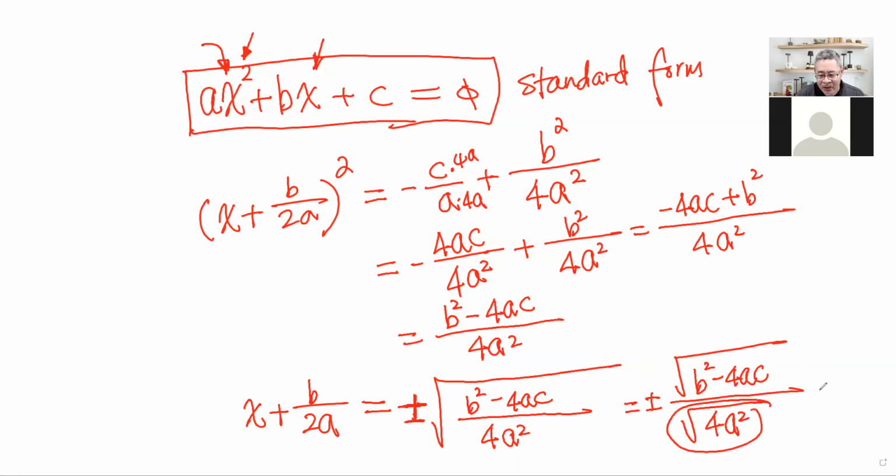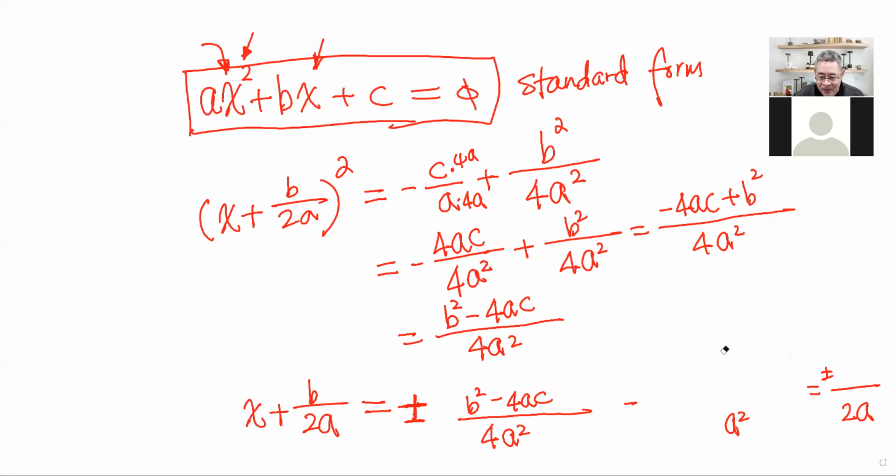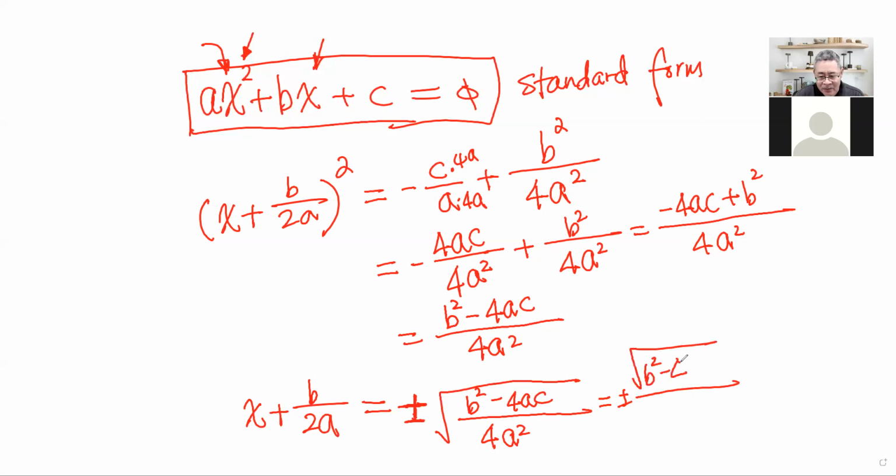Now this 4a squared, we can take the square root, it becomes 2a, because 2a squared is 4a squared. Then plus minus, we got, well, let me actually write it. Okay, we know it's plus minus square root of b squared minus 4ac over square root of 4a squared. So the bottom will be 2a, top is square root of b squared minus 4ac. Good?